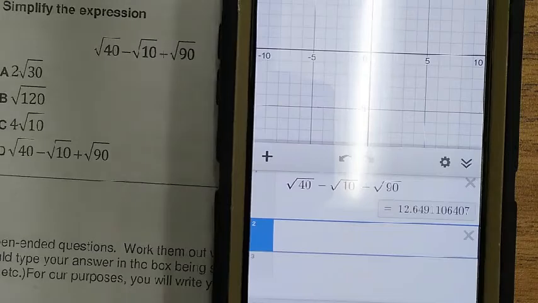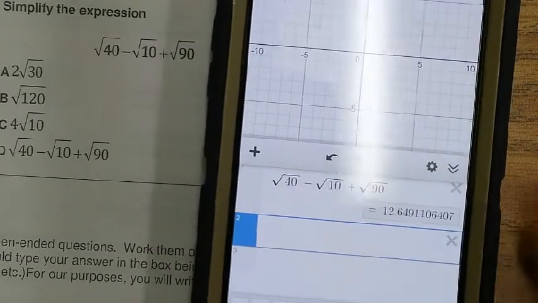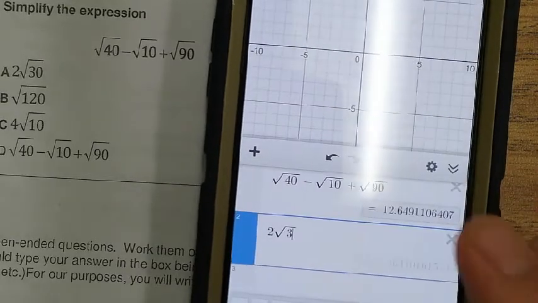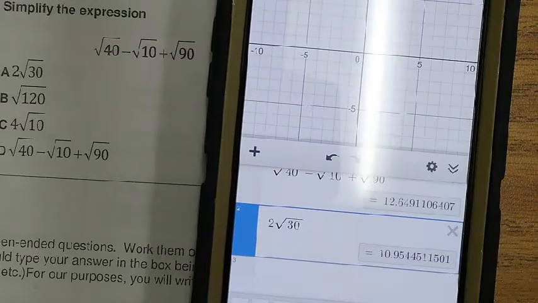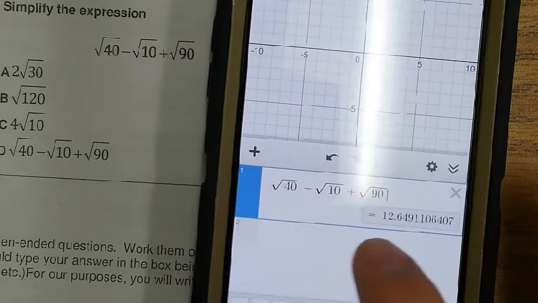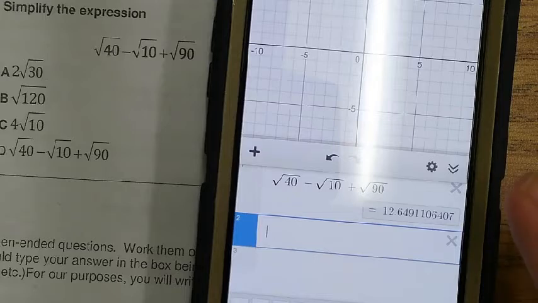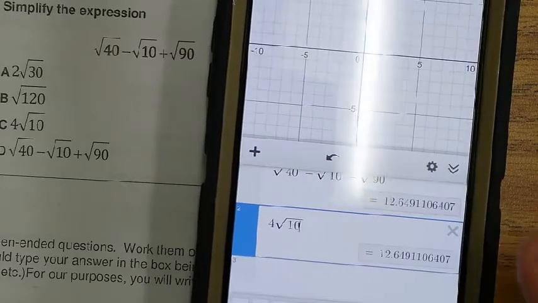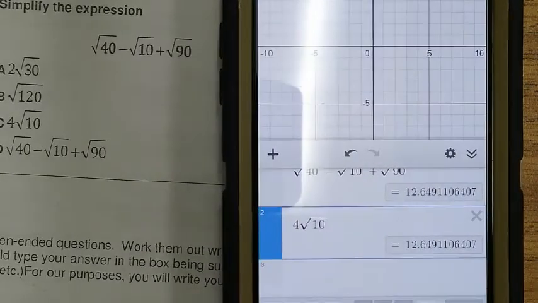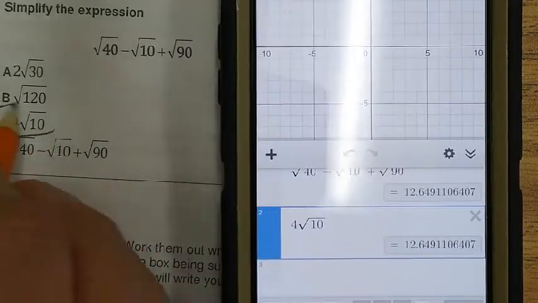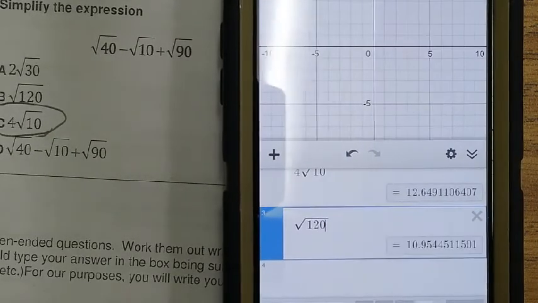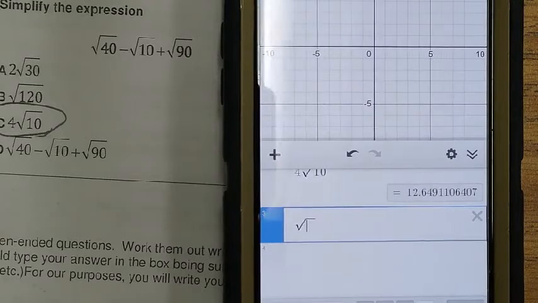All right, so we're looking for 12.649 something. So now we'll just try each one of these. 2, square root of 30. That's 10.9, so we know that's not right. The square root of 120 is not simplified, so I know it's not going to be that one. Then 4 square root of 10 is 12.64911. So that is the correct answer. Questions? I don't know what the square root of 20 gave you. Let's do it real quick. That doesn't give you the right answer anyway.